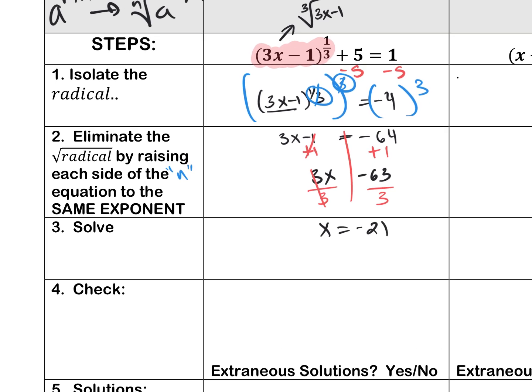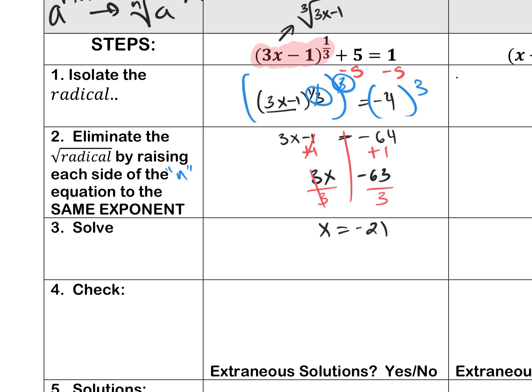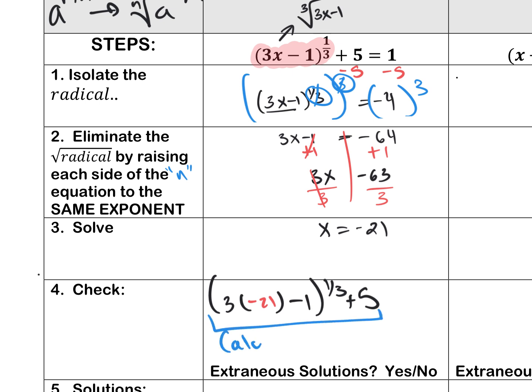You always have to double check that your solution works. To double check it, you plug your answer back into the original problem. Make sure you put it in with parentheses, 3x, my x is negative 21, minus 1, to the 1/3 power, plus 5. We put this whole thing into the calculator. Make sure that that is equal to the one that I have here. These have to be the same.